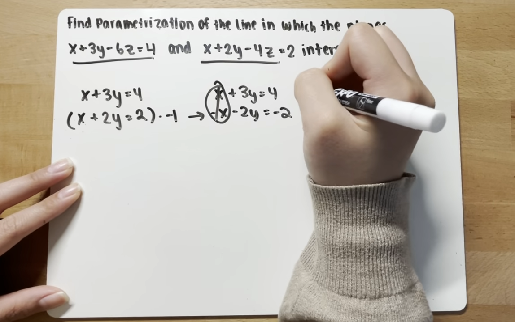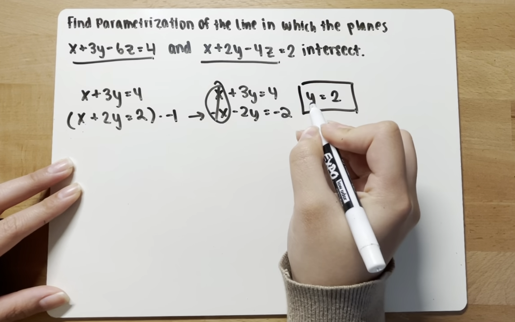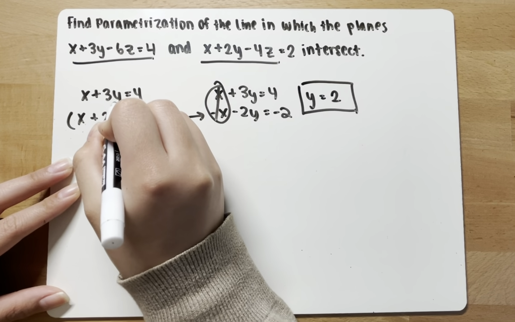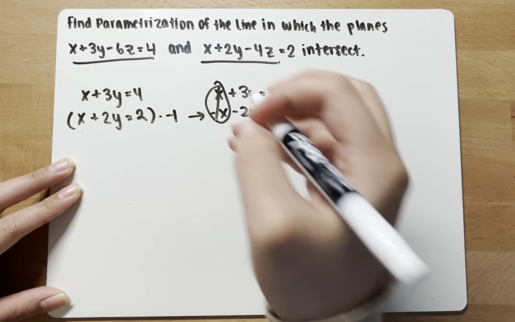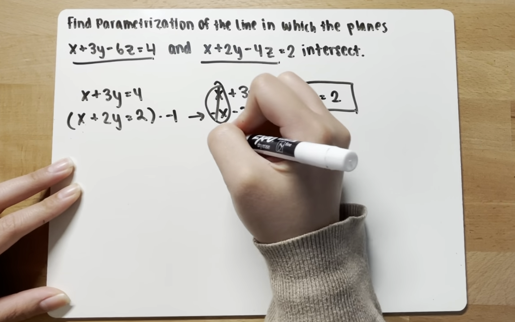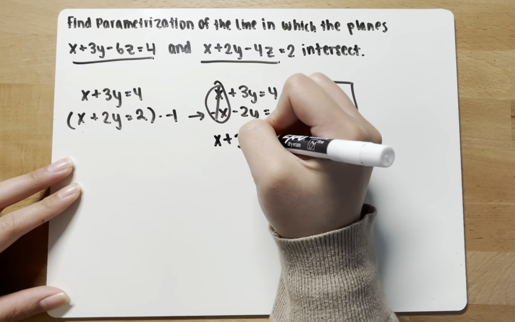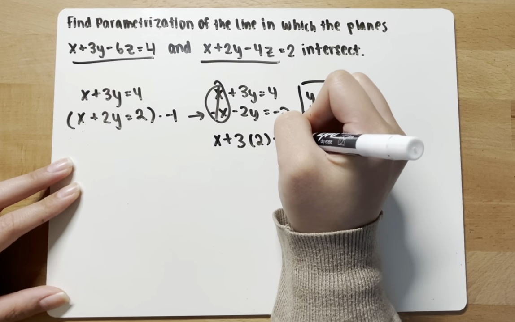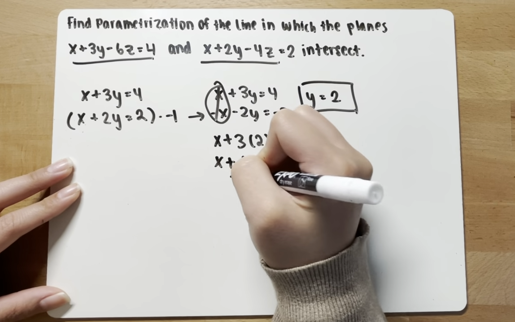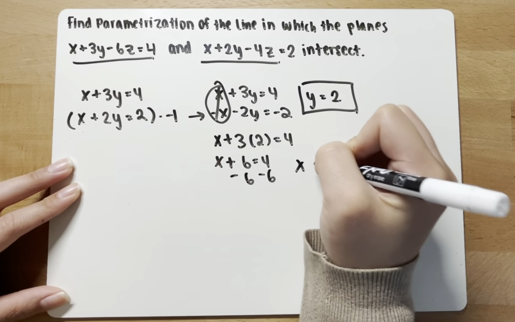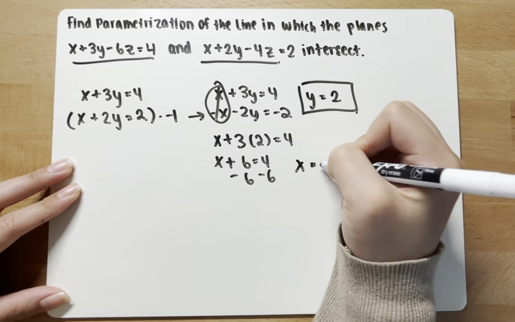Now that I have y, I am going to substitute this y into this equation or this one, whichever one you feel would be easiest. So for me, it's this one. I would do x plus 3 times 2 equals 4, which gives me x plus 6 equals 4. Subtract 6 on both sides, I get x equals negative 2.